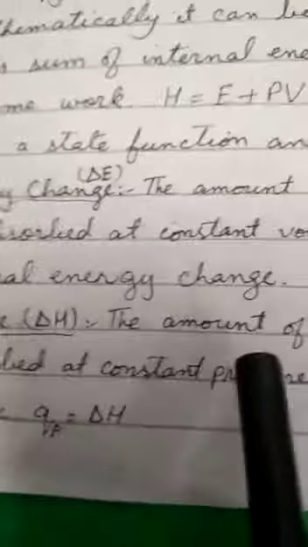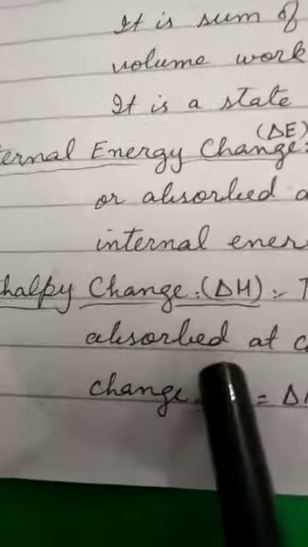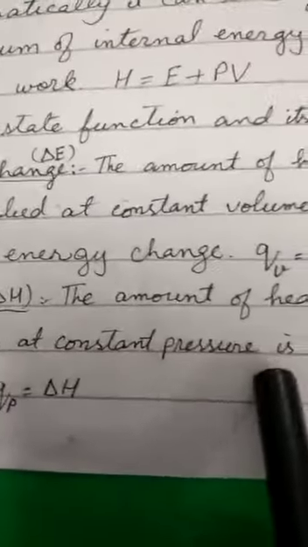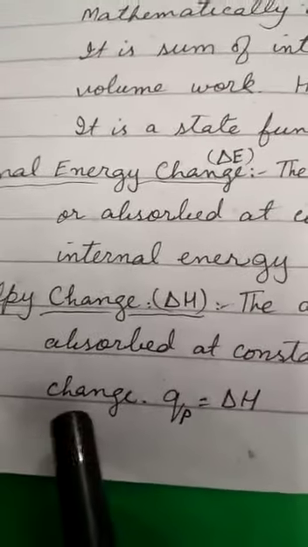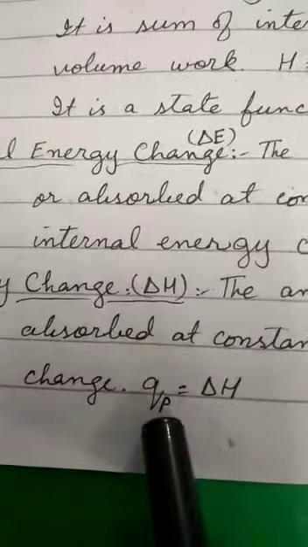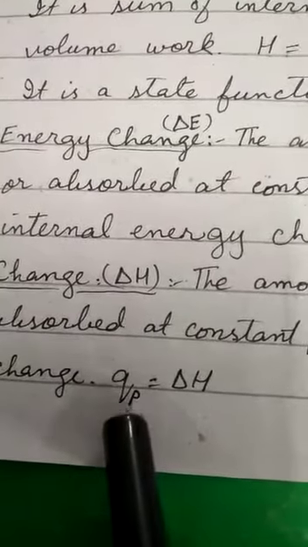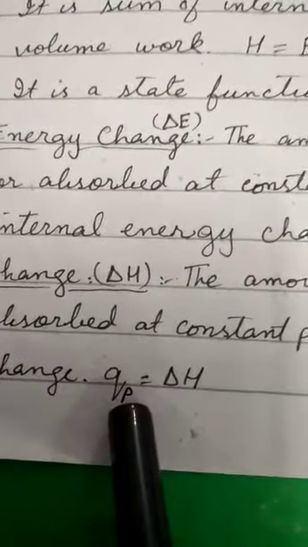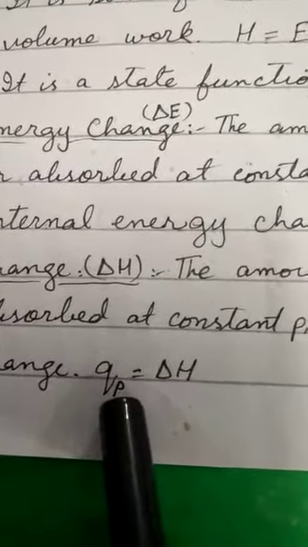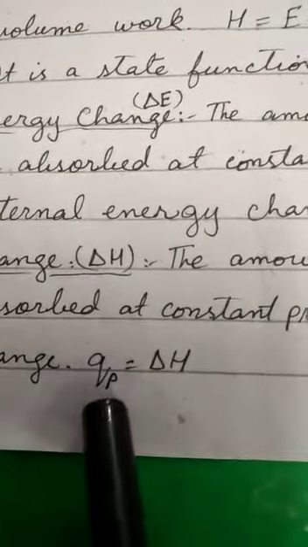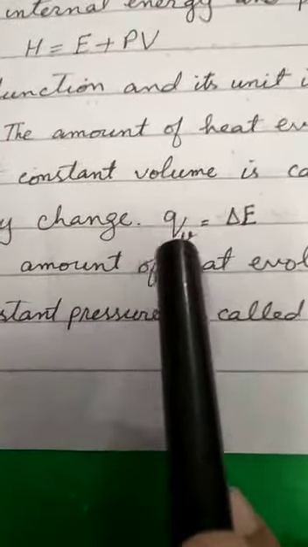Similarly, enthalpy change, del H: the amount of heat evolved or absorbed at constant pressure is called enthalpy change. QP is equal to del H. The letter which is put as a subscript indicates constant pressure, Q at constant pressure. Similarly, Q at constant volume.